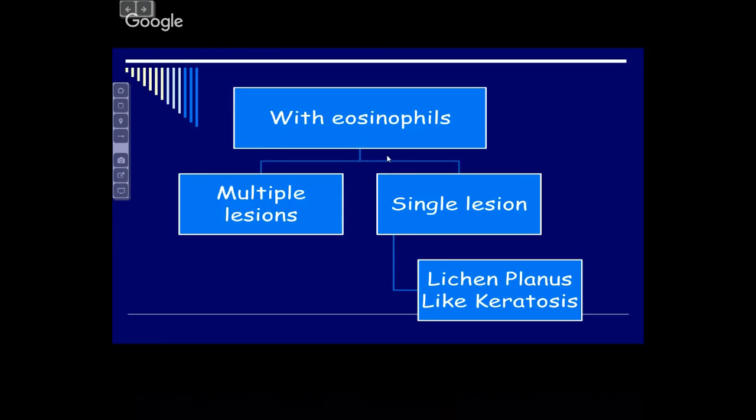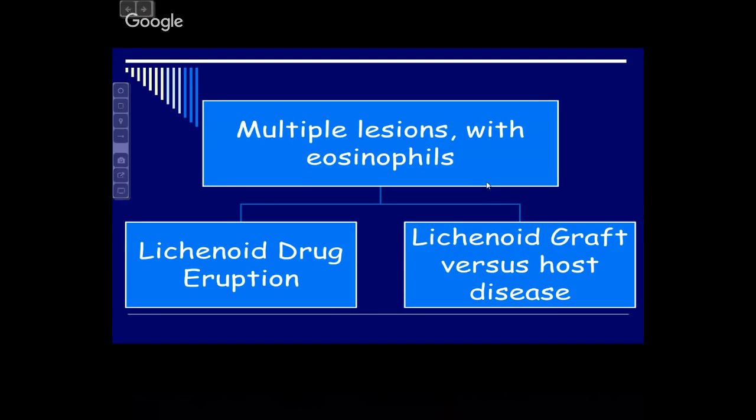Now if you have a lot of eosinophils, what is your differential diagnosis? If it is a single lesion, your main differential diagnosis is lichen planus-like keratosis. But if it is multiple lesions, then you start thinking of a lichenoid drug eruption. And the other differential diagnosis that we already saw was lichenoid graft versus host disease, which can also have some eosinophils.